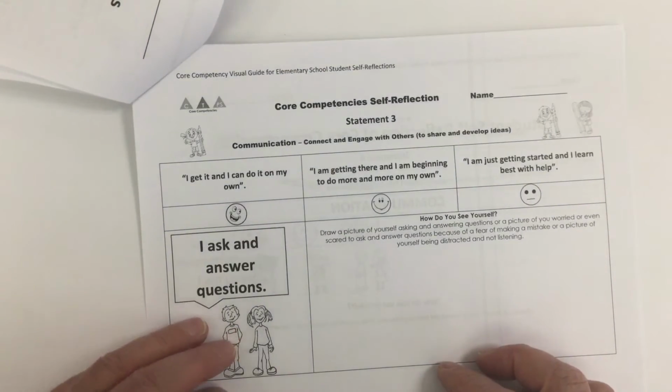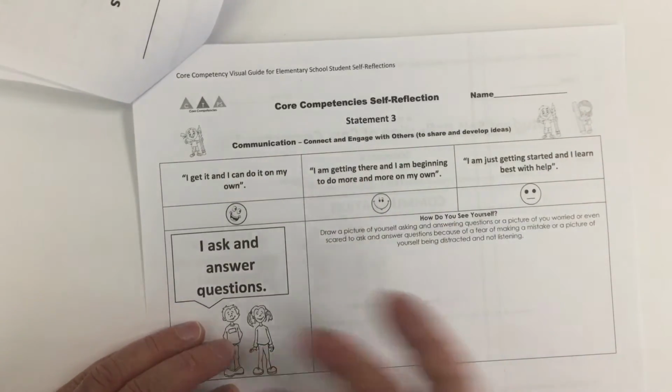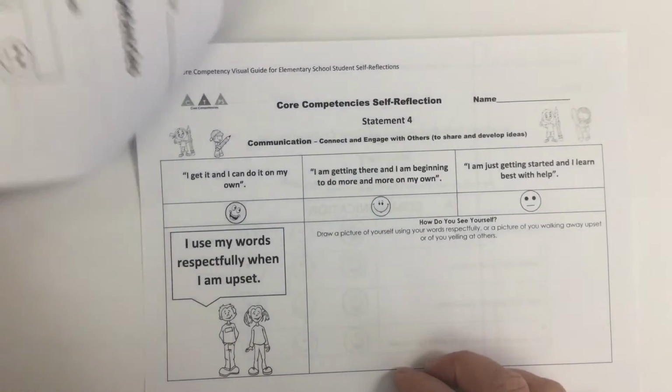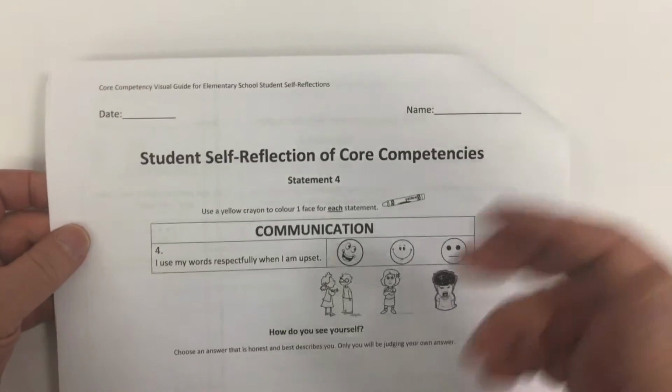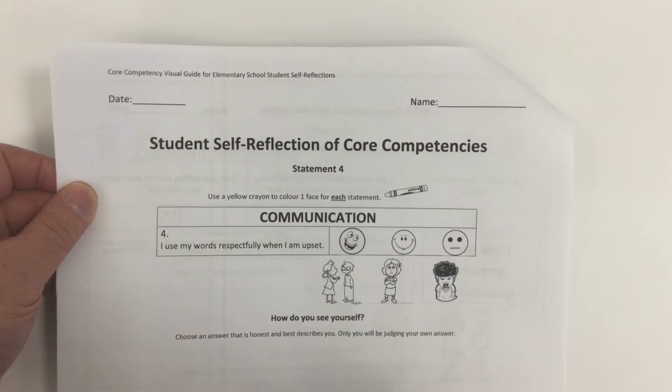So when we're here on Statement 3 for I ask and answer questions, we've got 1, 2, 3 little people, and we can make sure that kids are not accidentally drawing on the wrong page. Communication has 4 statements, whereas the other booklets only have 3. Social responsibility has 4 as well. So here we have our statement number 4. I use my words respectfully when I'm upset.